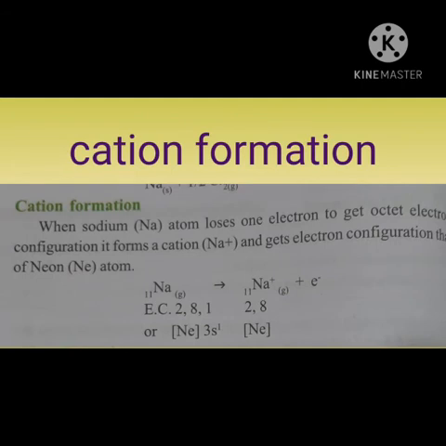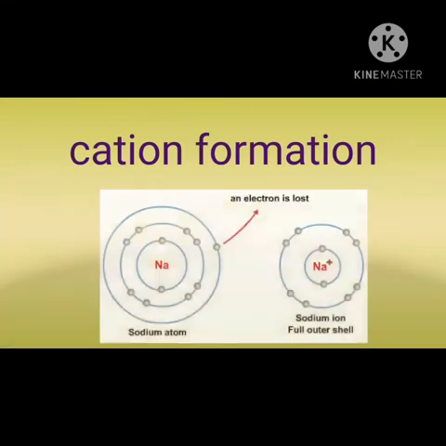When a sodium atom loses one electron to get octet electron configuration, it forms a cation Na+ and gets the electronic configuration of the neon atom. Sodium has atomic number 11. In the previous videos also we discussed this. In the last shell it has one electron. Sodium loses one electron and forms Na+.